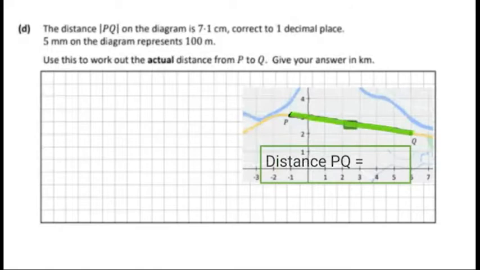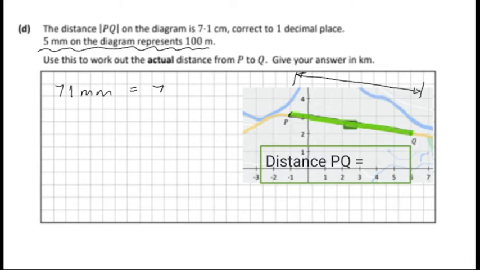So we want to find the actual distance, and we have a scale to work off. We have a 7.1 centimeter measurement on our diagram. Okay, we need to convert this into millimeters, as our scale involves millimeters and meters. So 71 millimeters is equal to 7.1 centimeters. Now we have it converted. So let's see how many times 5 will go into 71.